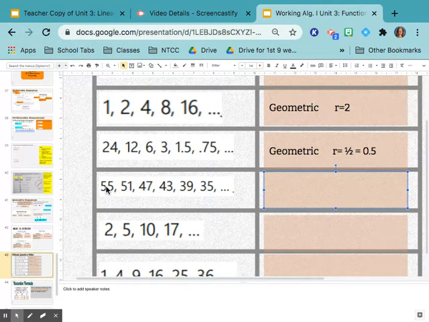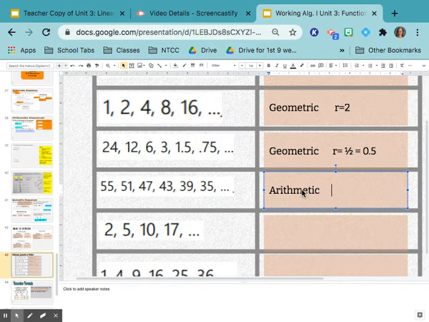Okay, let's look at the next one. 55, 51, 47, 43, 39, 35. 55 to 51, subtract 4. Does that follow the same pattern? 51 minus 4 is 47. 47 minus 4 is 43. True? Yeah. 43 minus 4 is 39. 39 minus 4 is 35. Yeah. Okay, so what is it? Arithmetic. It would be a D because it's arithmetic. So what does the D equal? Subtract 4, so minus 4.